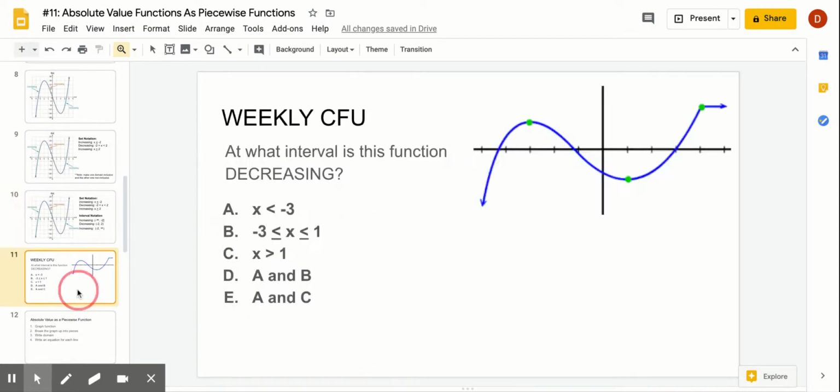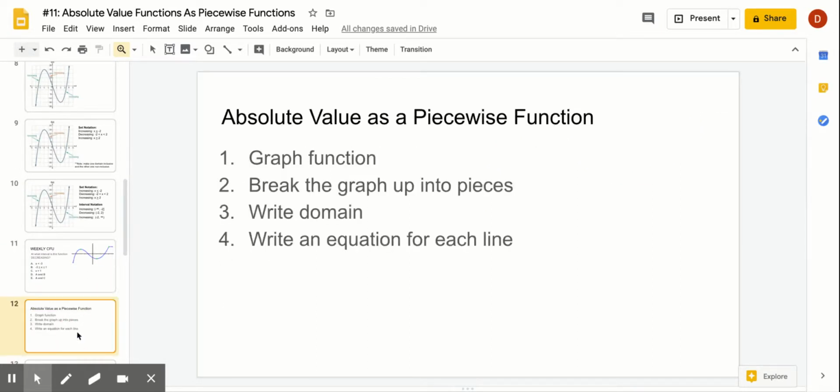All right. Go ahead and answer this weekly CFU. Let's go ahead and move on to the second section of the Delta Math.